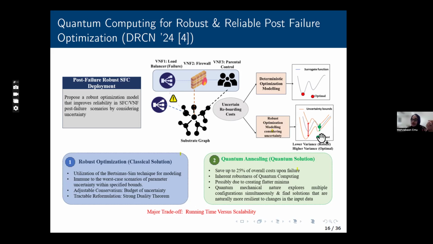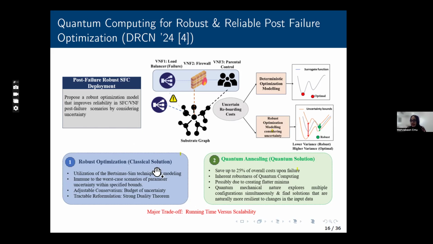By robust solution, I mean that the search space has an uncertainty bound to it, right? The robust solution is the one which has a narrow range of uncertainty around it. And that's why it is the robust solution, because it will work well under different uncertainty settings or scenarios. So in this case, we have proposed a robust optimization model that improves reliability in post-failure network function scenarios by considering uncertainty. And we have proposed two kinds of solution.